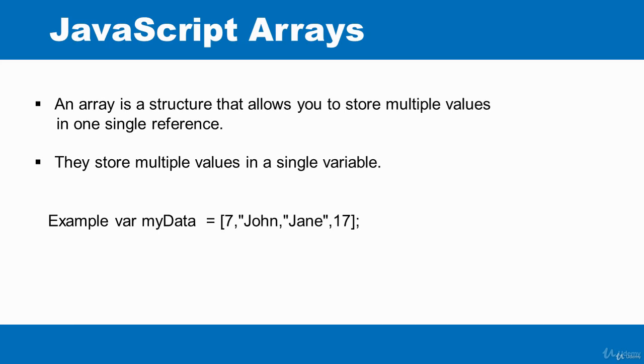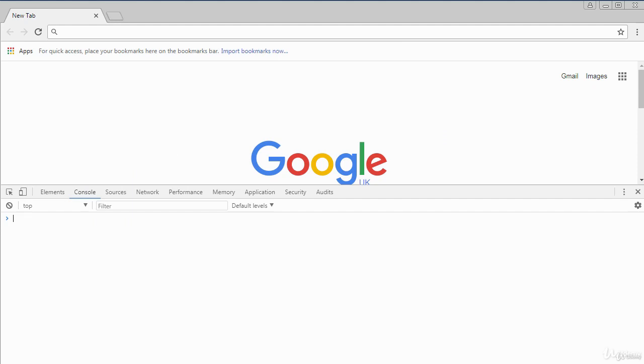An example of an array is this here. For example, you create an array called myData and you use the equals sign to assign the values. You can tell it's an array because the values of an array are enclosed in square brackets. Also, you can have different data types in an array. In this example here, I've got both number and string data types as values in an array. So let's create a simple array using our web console.